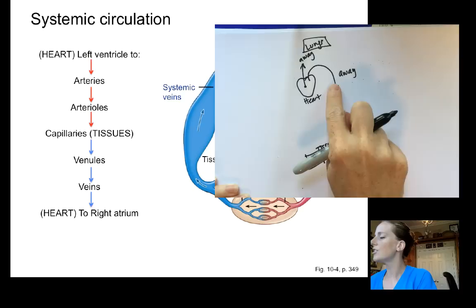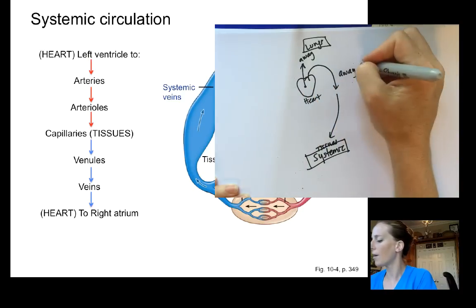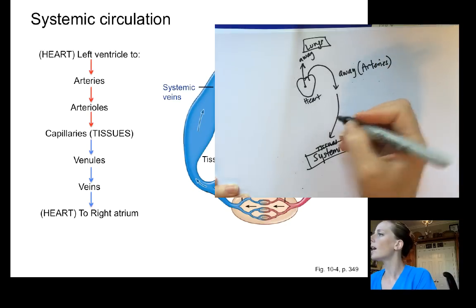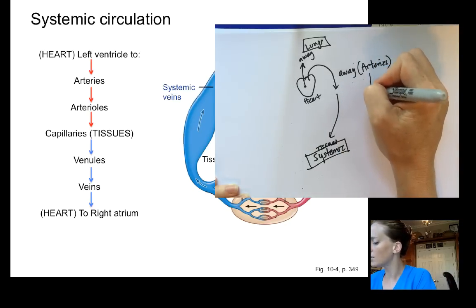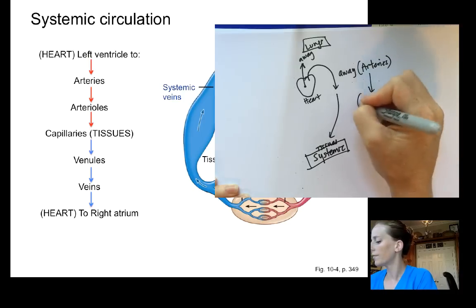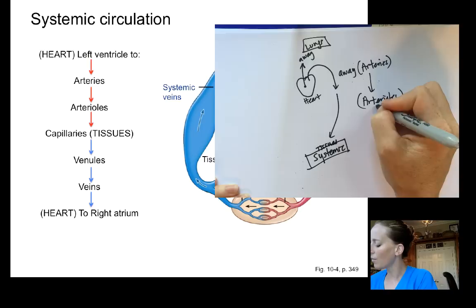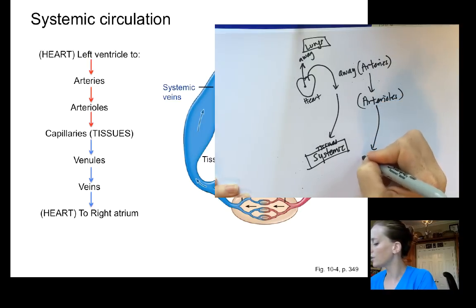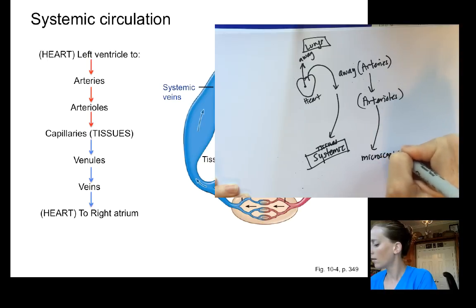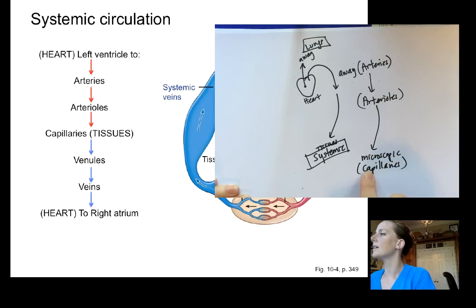So the largest blood vessels that move away from the heart are the arteries. And the arteries are going to branch into smaller arterioles. And then from there, once we reach a specific local tissue, we're going to get microscopic capillaries. The capillaries then is where the exchange is going to occur with the tissues.